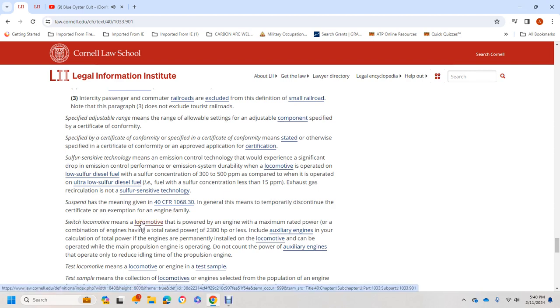Switch locomotive means a locomotive powered by an engine with a maximum rated power, or a combination of engines that have a total rated power, of 2300 horsepower or less. Include auxiliary engines in your calculation. Total power is that of the engines permanently installed in a locomotive that can be operated as main propulsion engines. Do not count power from auxiliary engines that operate to reduce idle time with a propulsion engine.